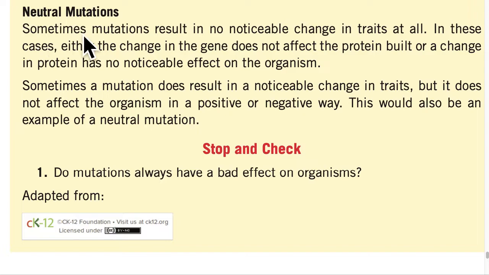Neutral mutations. Sometimes mutations result in no noticeable changes in traits at all. In these cases, either the change in the gene does not affect the protein built or the change in protein has no noticeable effect on the organism. Sometimes a mutation does result in a noticeable change in traits, but it does not affect the organism in a positive or negative way. This would also be an example of a neutral mutation. Stop and check. Do mutations always have a bad effect on organisms?